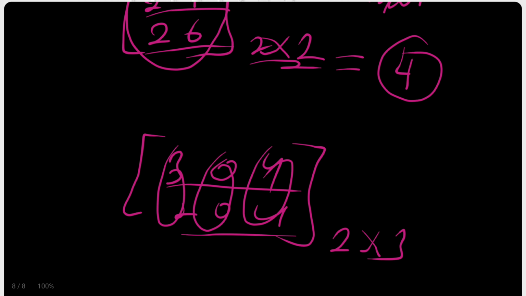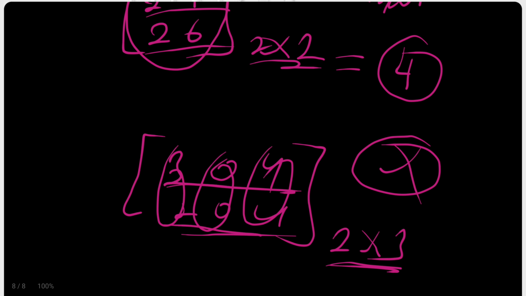Is it a square matrix? No, it is not a square matrix. Why? Because it is 2 cross 3. They are not equal to each other. Rows do not equal columns, so it is not a square matrix. Then how many elements are present in this matrix? How can we say? 2 cross 3. First let's see the arrangement of rows and columns: 2 rows and 3 columns. Then it is 6 elements: 1, 2, 3, 4, 5, 6.